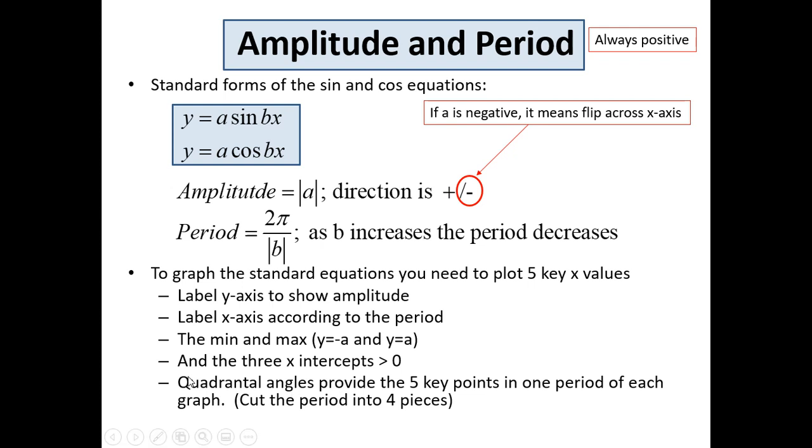Now, how can we do that? Well, the quadrantal angles, those that happen at pi over 2, at pi, at 3 pi over 2, and then at 2 pi. So from 0 to 2 pi, there are 5 key points on the graph. So it cuts the period into 4 equal pieces. So when we label the x-axis, each tick mark, we can mark it as the period divided by 4. And we'll look at an example in a second here.